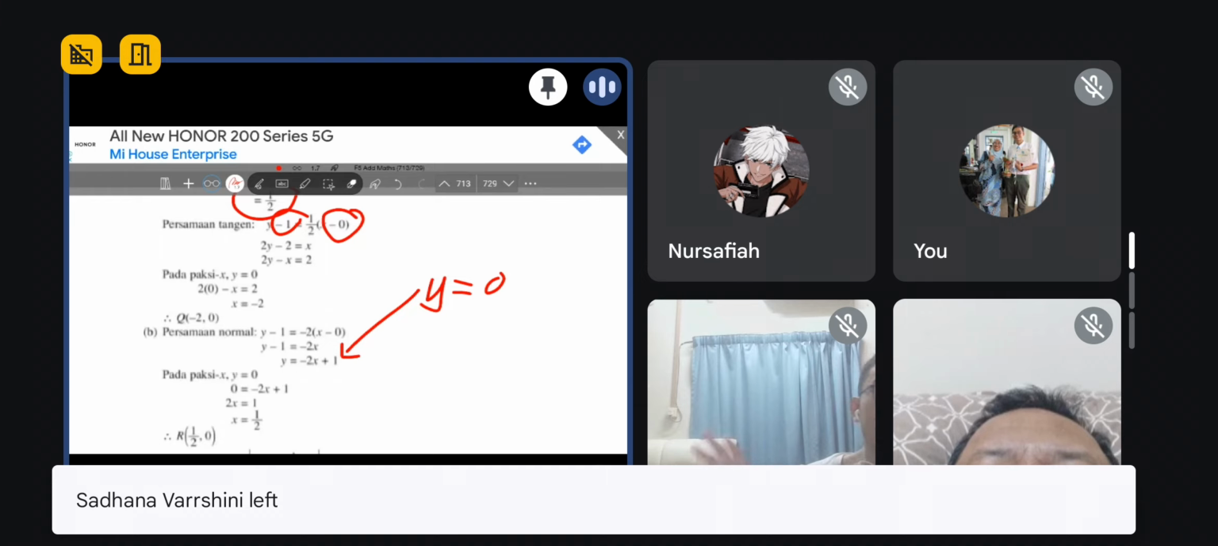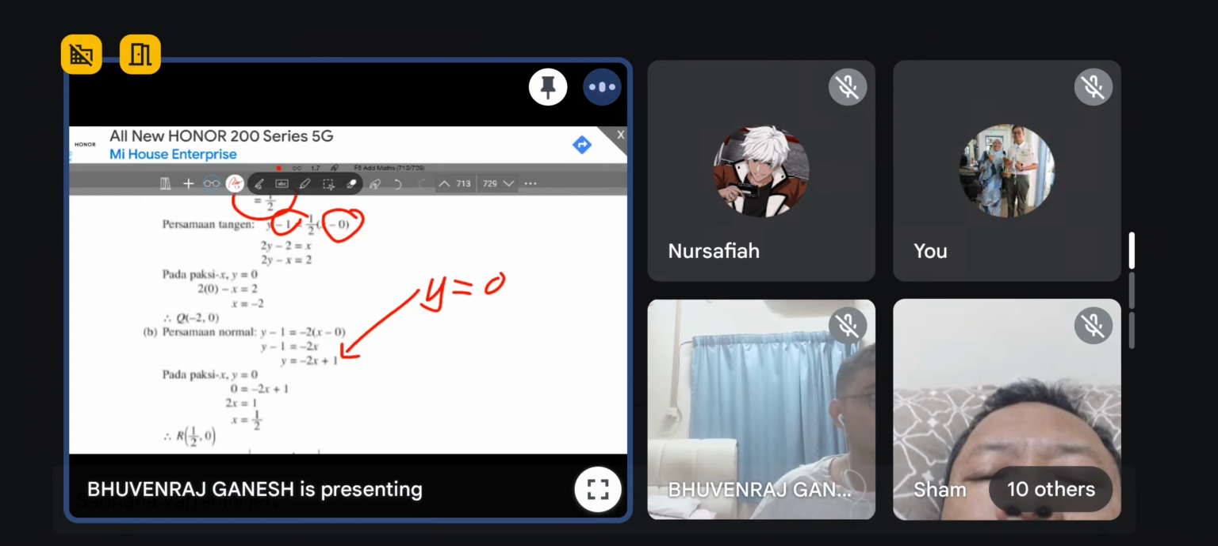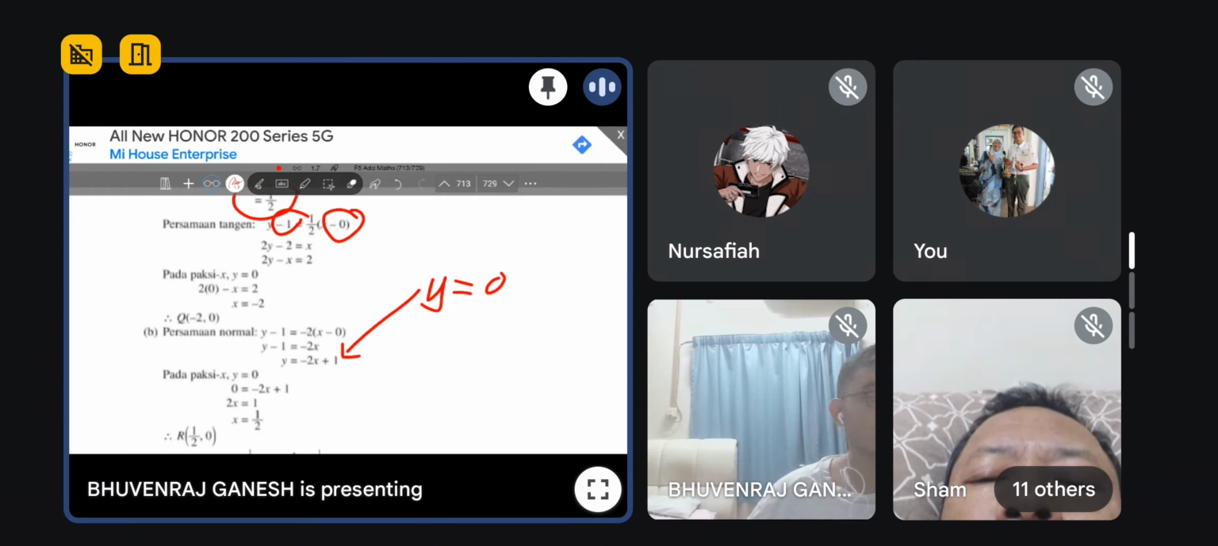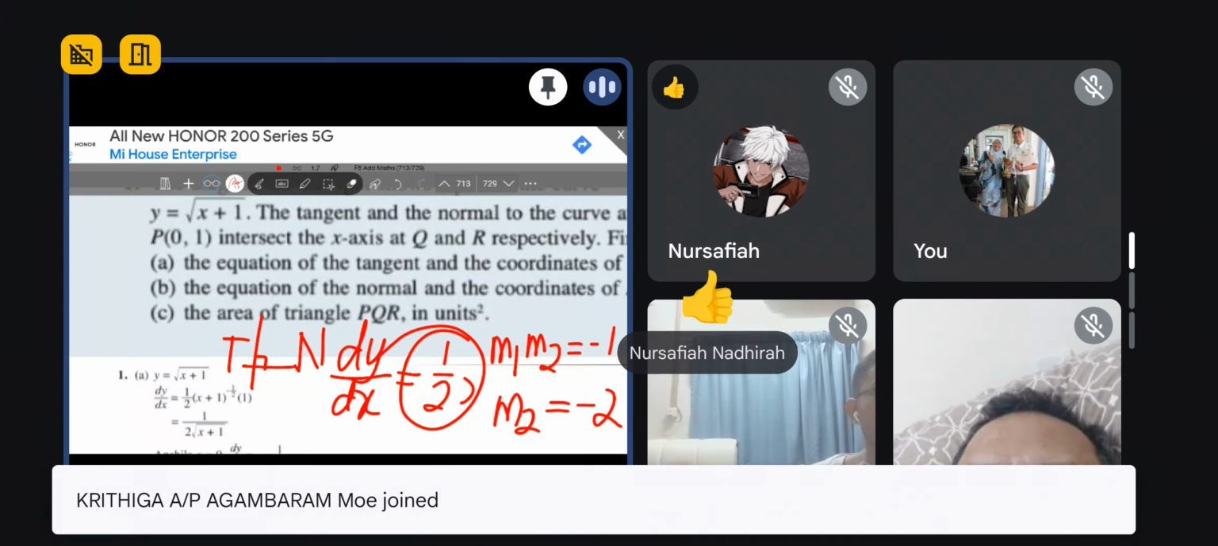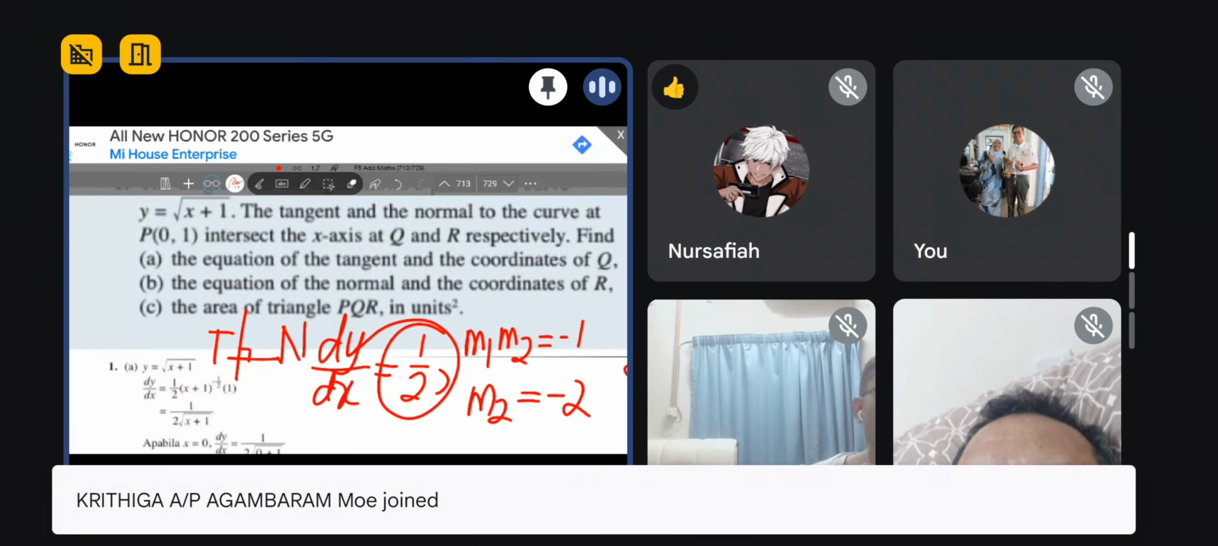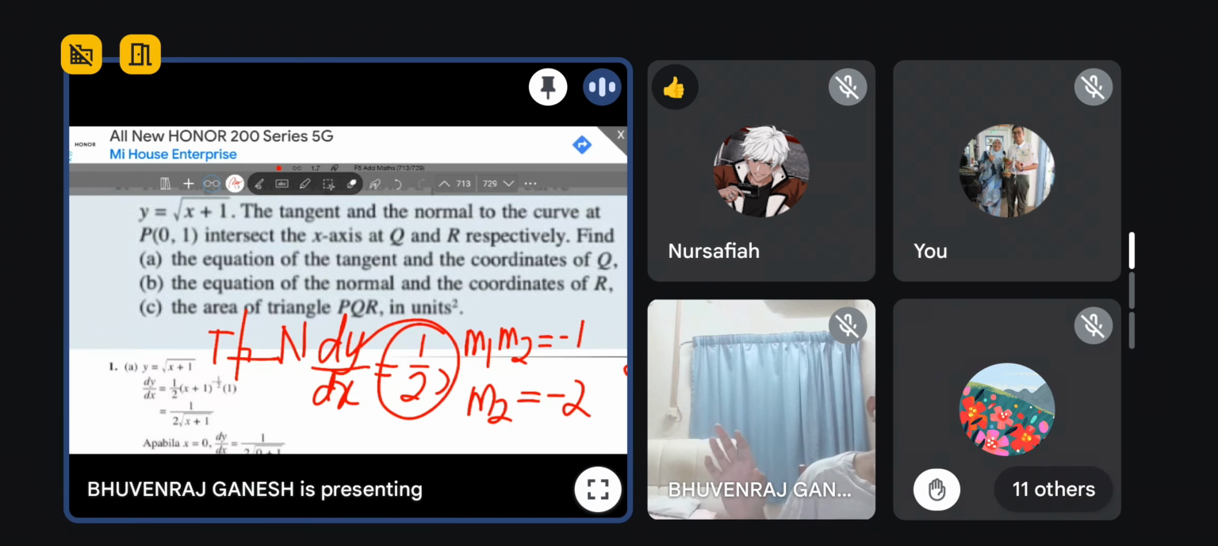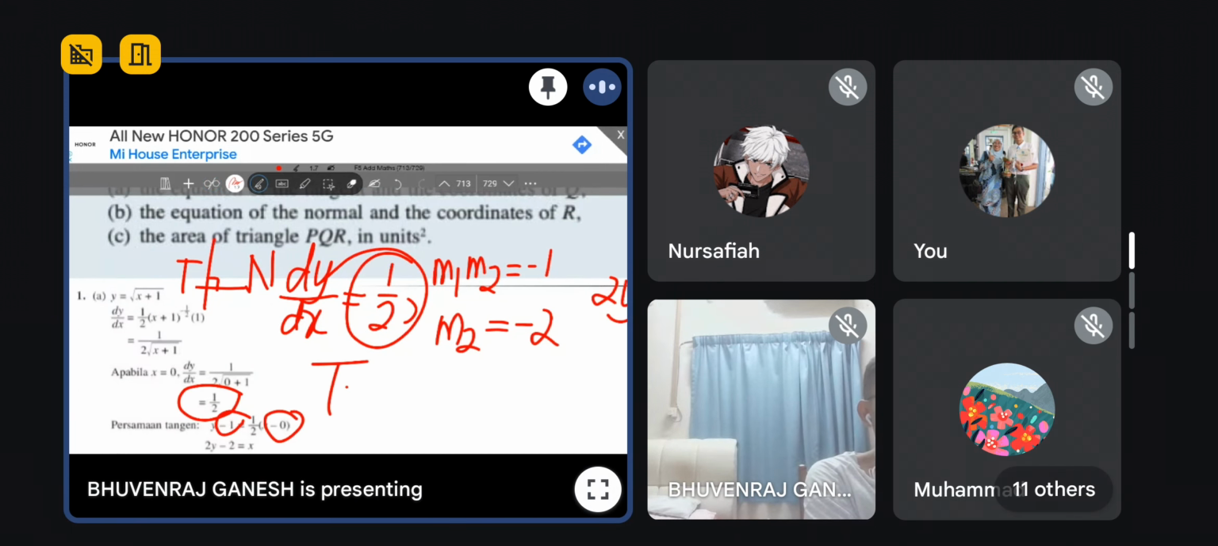Okay, guys. Until here, are you clear? Sampai sini jelas tak untuk A and B? So this is the basic steps how to form tangent and normal. You must always remember, guys, tangent and normal, tangent atau normal adalah selalunya garis lurus.